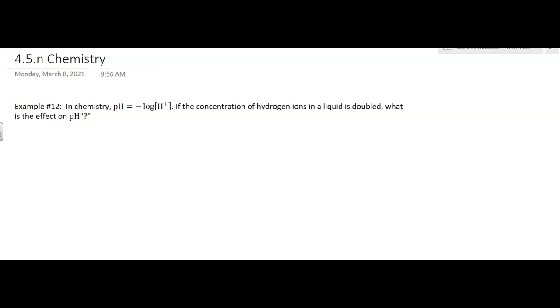Okay, so this is a good problem in chemistry that works with logarithms. It says in chemistry the pH is equal to negative log of H, and then it's got that little plus sign in there. That stands for a hydrogen ion. So that's the hydrogen ions. And then they say if the concentration of hydrogen ions in a liquid is doubled, what is the effect on the pH?